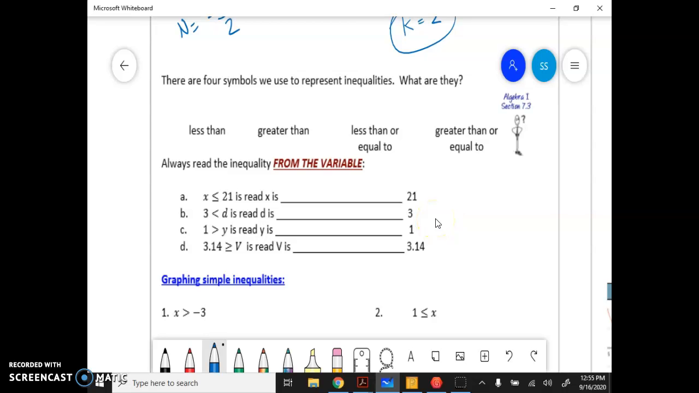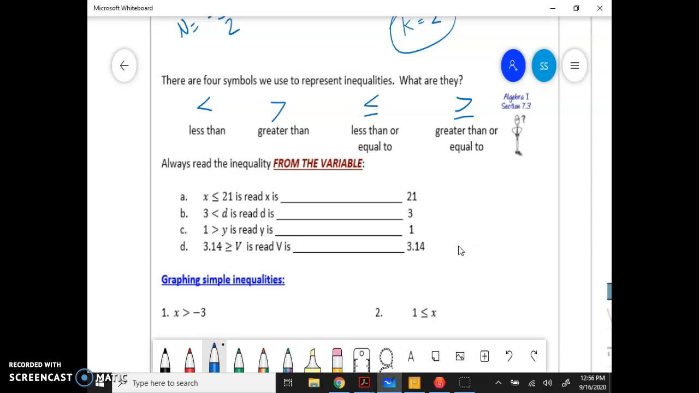So there are 4 symbols we use to represent inequalities. What are they? We have less than, and that looks like this. We've got greater than, that looks like this. Less than or equal to is like half an equal sign underneath, just a line underneath. And then greater than or equal to. And we always want to read the inequality from the variable.